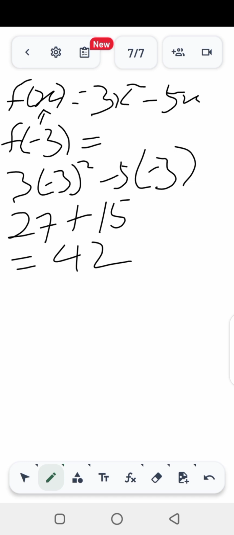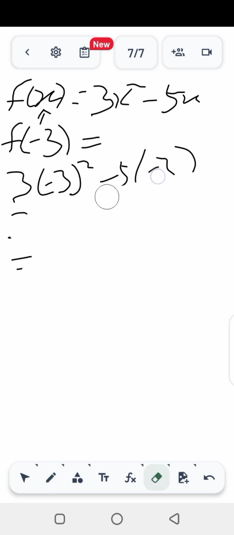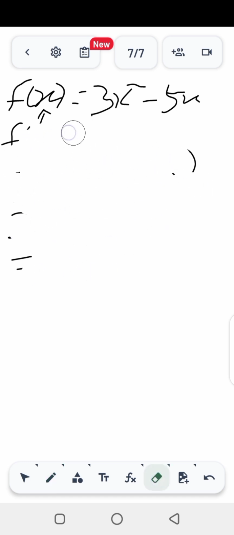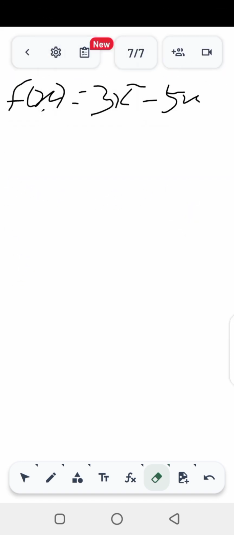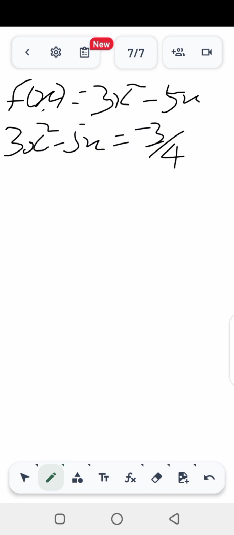Now the second part is to find the values of x for which f of x equals minus 3 over 4. Now this time you don't evaluate. This is where the entire f of x is equal to minus 3 over 4. So it means that we equate f of x to minus 3 over 4, not replace x with minus 3 over 4. No. So our f of x is 3x squared minus 5x, and we have to equate 3x squared minus 5x to minus 3 over 4.